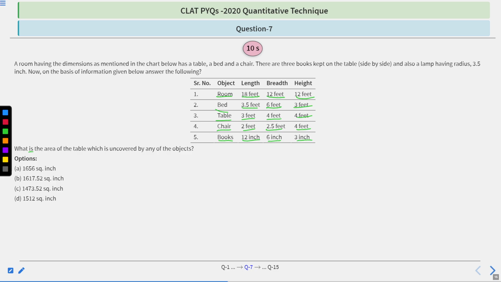Now the main question, what is the area of table which is uncovered by any of the objects? 1656 square inch, 1617.52 square inch, 1473.52 square inch, 1512 square inch. You will have 10 seconds to try this question. After 10 seconds, we'll move towards the correct option and explanation. So your time starts now.